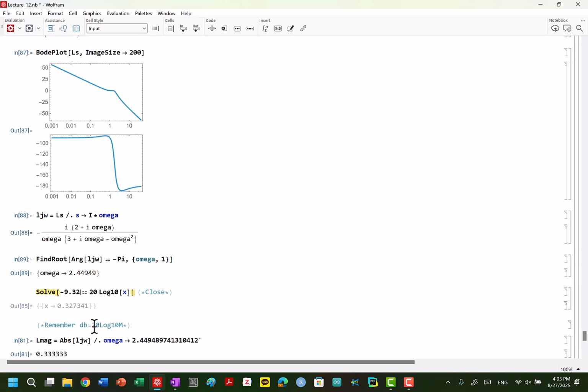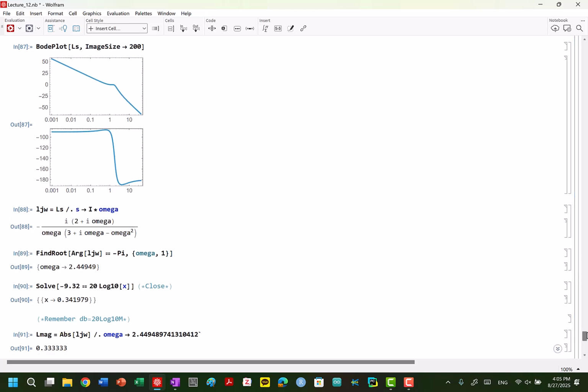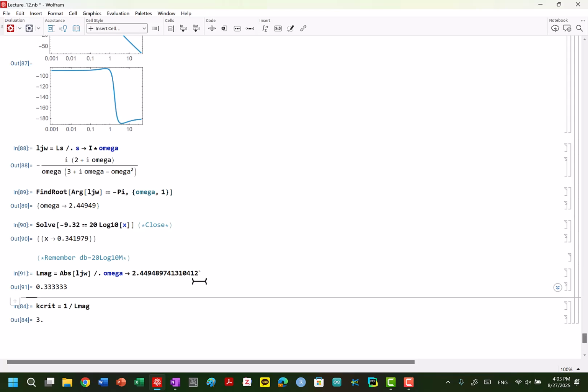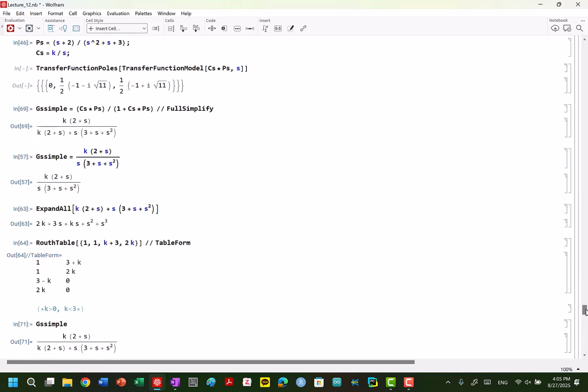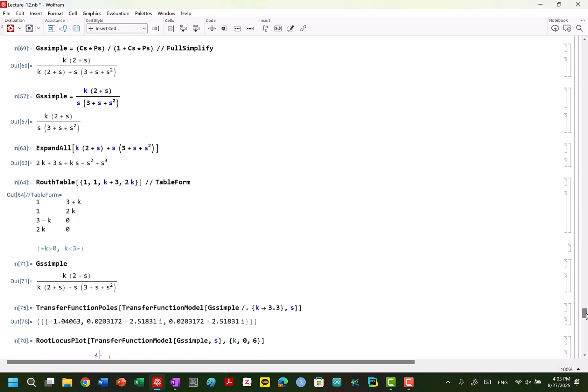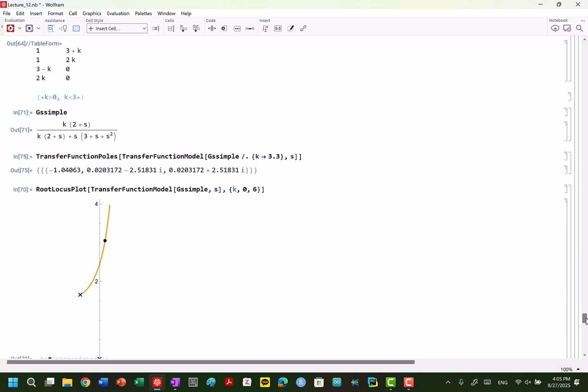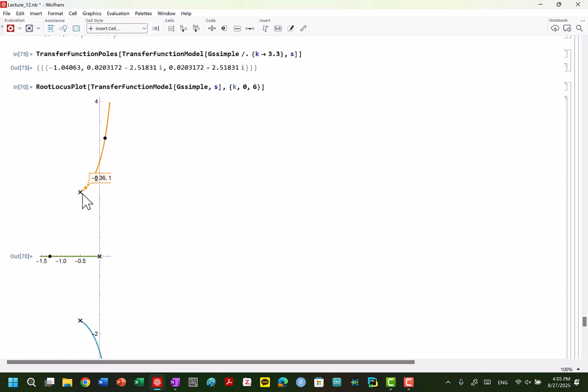Remember, decibel equals 20 log 10 of magnitude. So that was our decibel reading from here. Now we're going to convert it to the magnitude. We get a value of 0.344. Let's actually solve that analytically. And pretty close, right, from just looking at the plot. And the inverse will show us the critical value is 3, which is exactly what we found with our analysis here. So pretty cool.